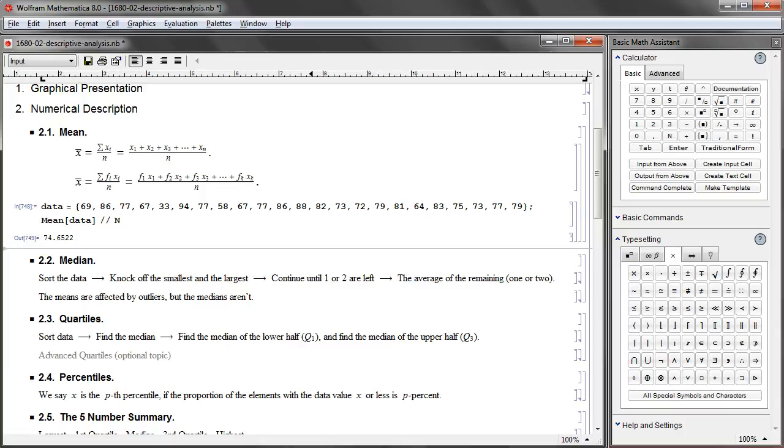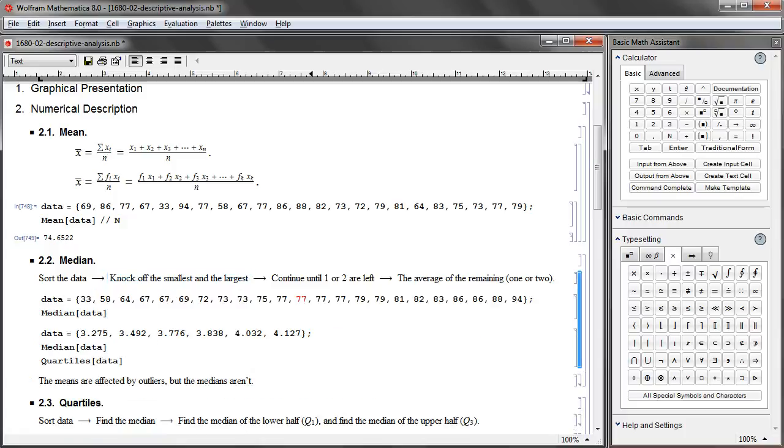Let's discuss the median. The median is also important, and median means the middle number. How do you get the median? Well, here's a mechanism. Sort the data, and then knock off the smallest and largest. Repeat it. Continue until there's only 1 or 2 left. Kind of like this.